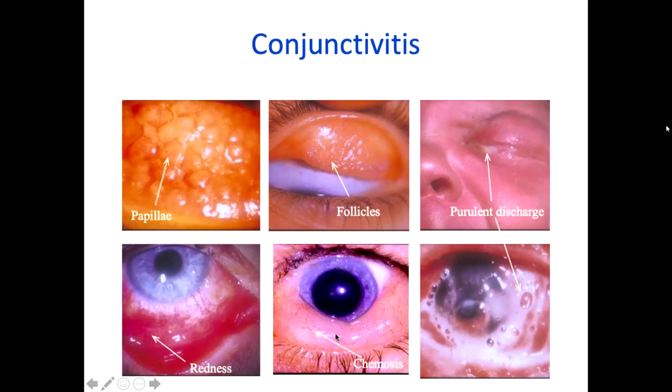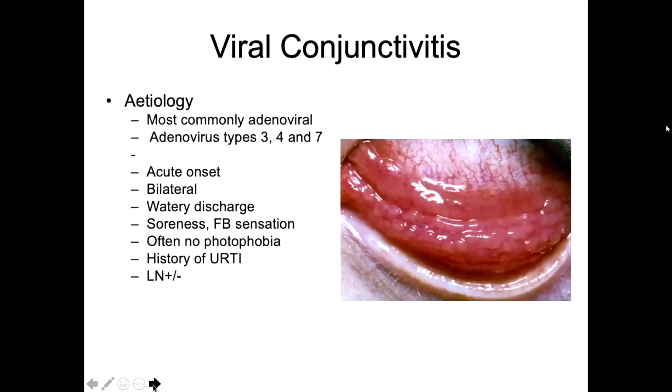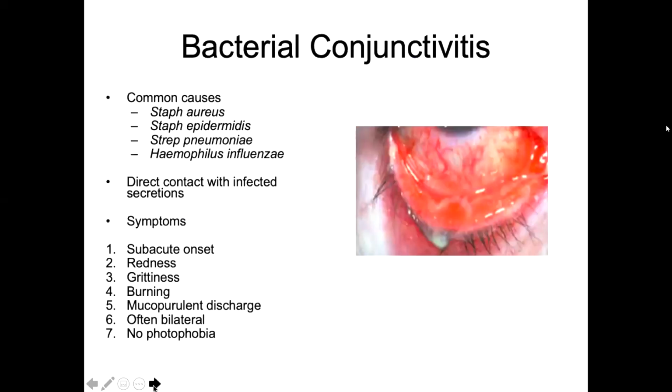Don't worry too much. The eye may appear like this, ballooned out. We call it chemosis, right? So sometimes due to allergies also, you can rub the eye and cause this, okay? Right, okay, we'll move on. So viral conjunctivitis, we are not going to go into detail. Most commonly adenoviral, and types 3, 4, 7 are the commonest, okay? You can read on viral conjunctivitis.